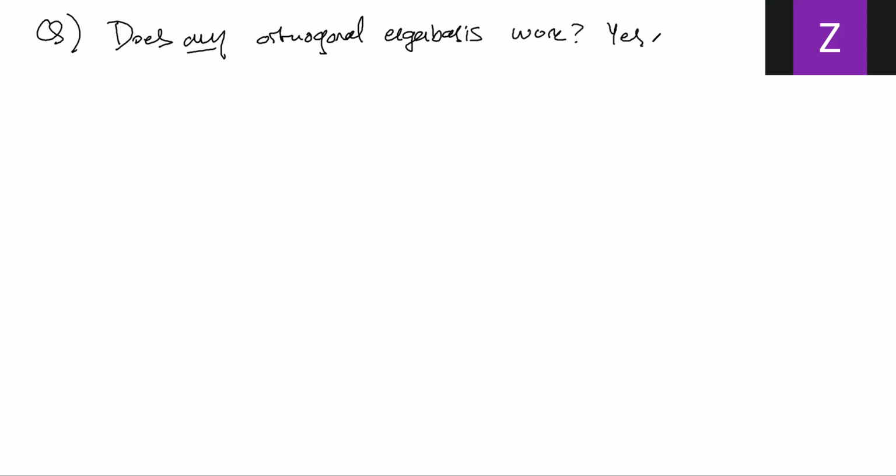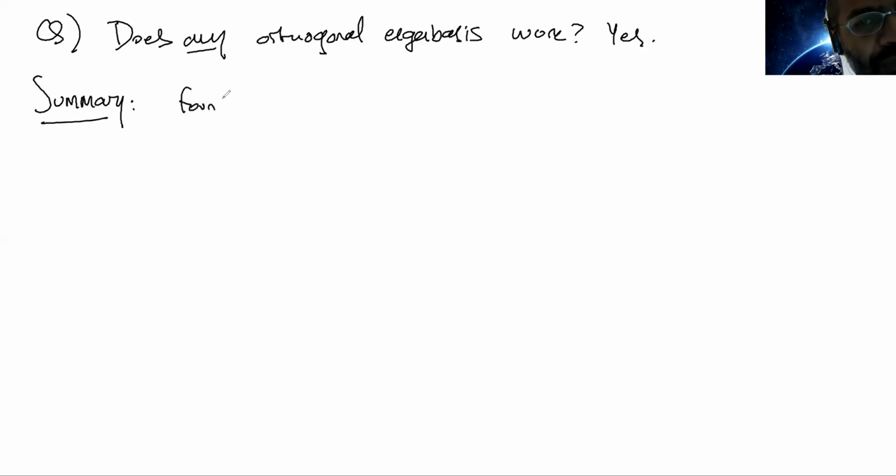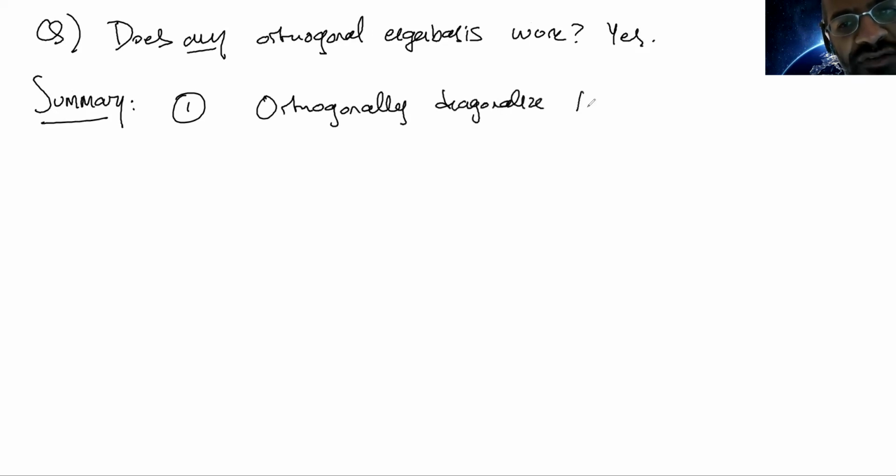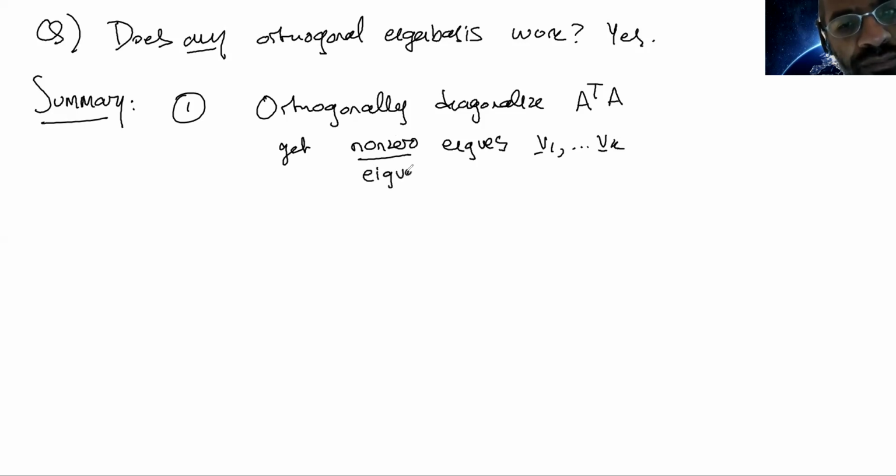Okay, so what's the summary? Well, the summary is, what did we do? You orthogonally diagonalize A transpose A, and you get non-zero eigenvectors V1 through Vk, for non-zero eigenvalues, which are all strictly positive, right?